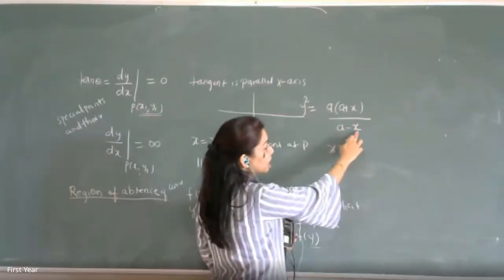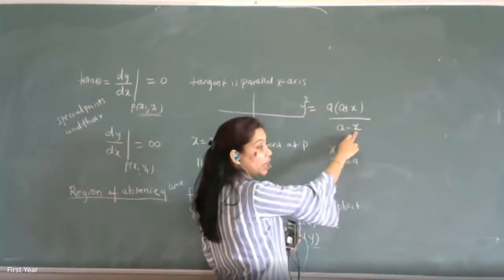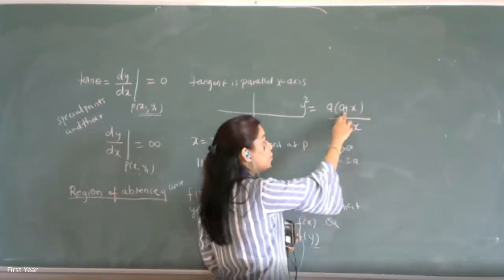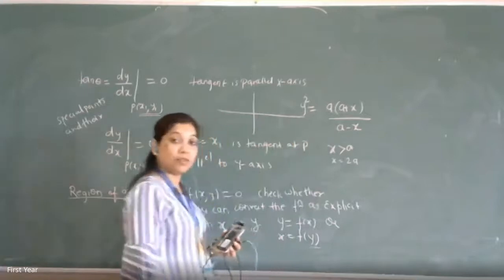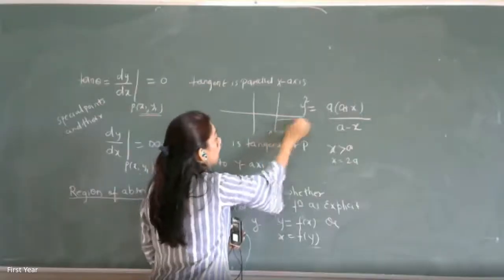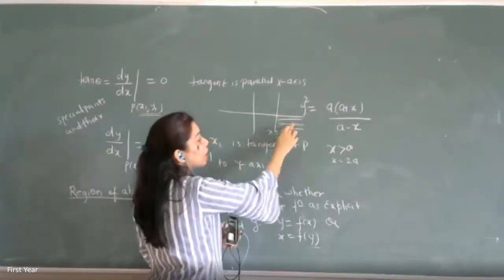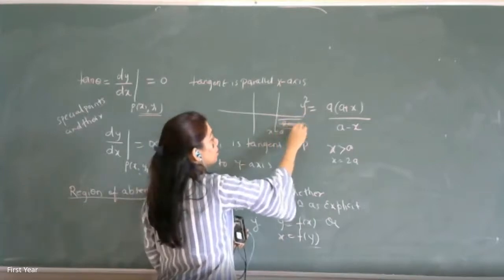Yes. So if x is greater than a, for example x is equal to 2a, the denominator will become negative, and the numerator will be positive. So in all, y square will become negative. Is that possible in the real number system? No, ma'am. So beyond the line x is equal to a, where x is greater than a, the curve won't exist. So this is the region of absence. Are you getting it?